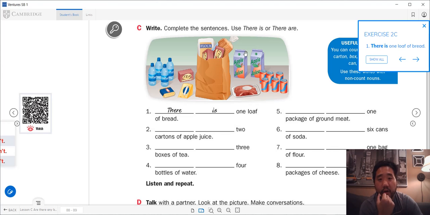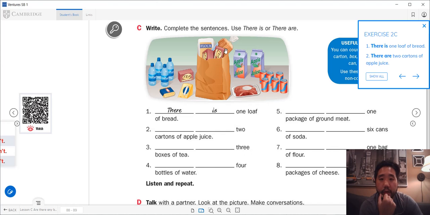And this is how a carton looks like. Okay? And there are 2, so it's plural, so we have to say there are 2 cartons of apple juice. Number 3, blank, 3 boxes of tea.